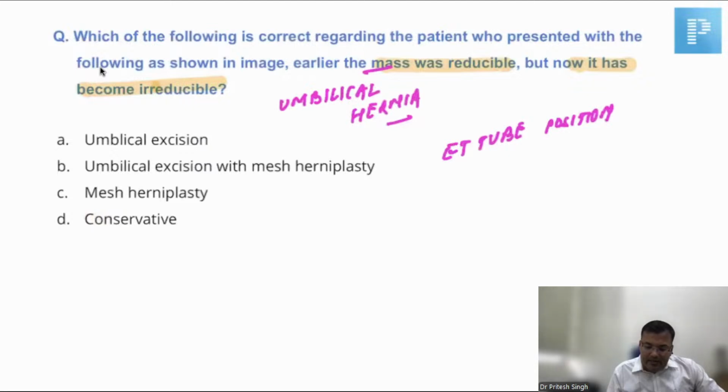If it is strangulated, obviously mesh is contraindicated. So in that case, we just go for excision, right? And whenever it is strangulated, conservative management should not be done. So guys, use of mesh is contraindicated in strangulation and conservative management should not be done. Clear? So the correct answer is umbilical excision, if this was the question.